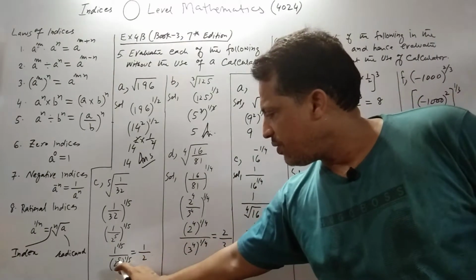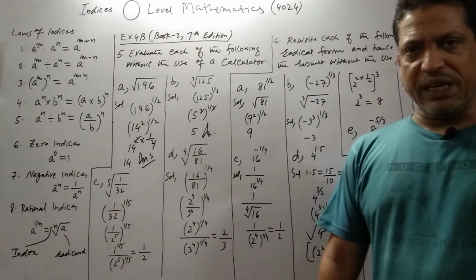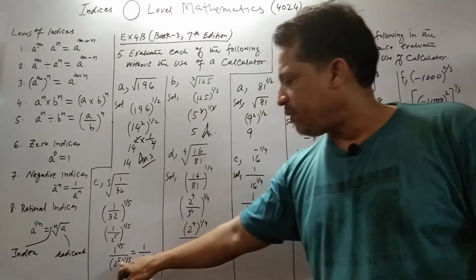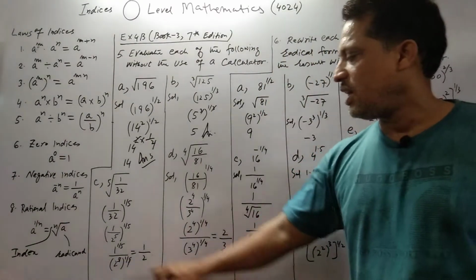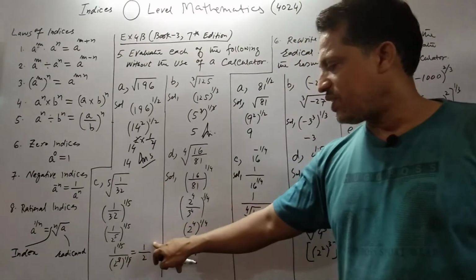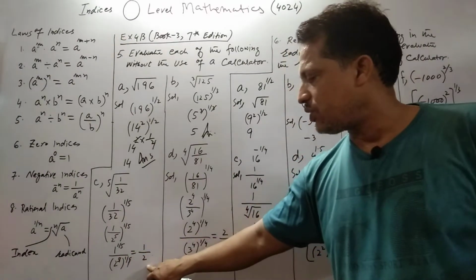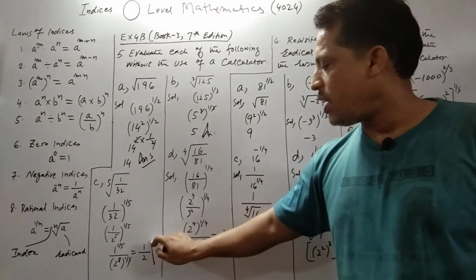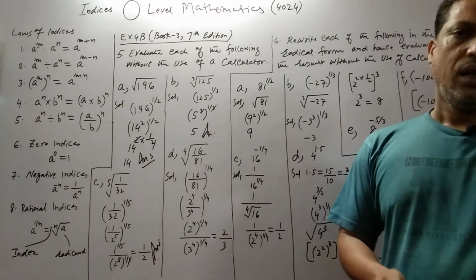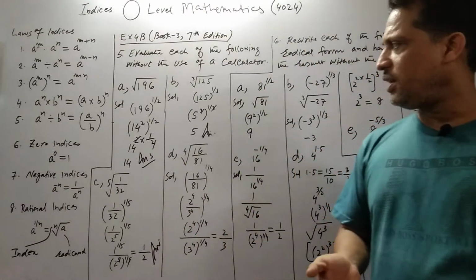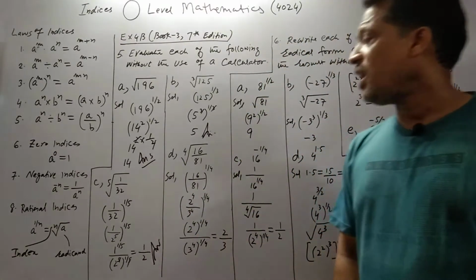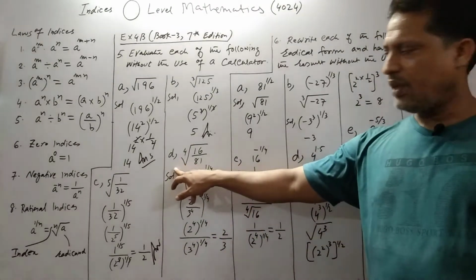And see this, power to the power is always multiply. So 5 multiplied by 1/5 is 1, 5 cancelled by 5. The answer is 1 to the power 1/5 is 1, and 2 to the power 1 is 2. So the final answer is 1/2. And I am not using a calculator because a calculator is not needed. It's a very easy question.